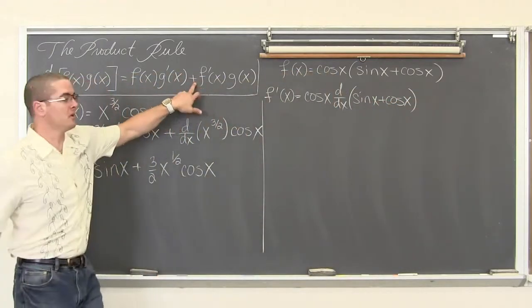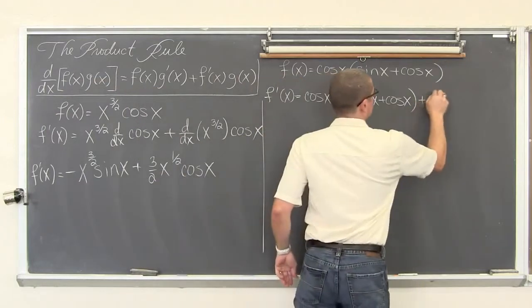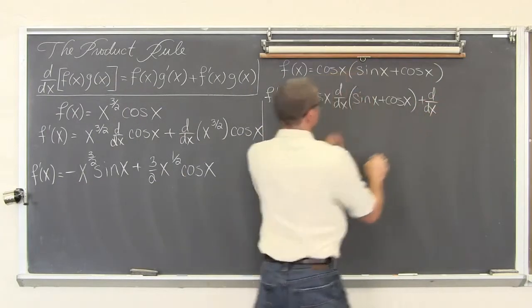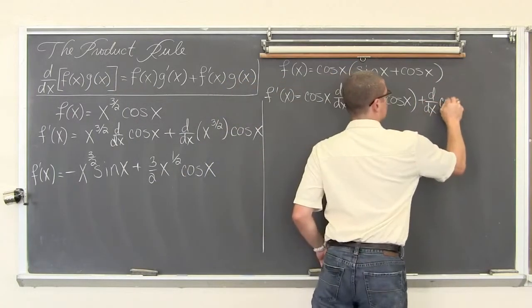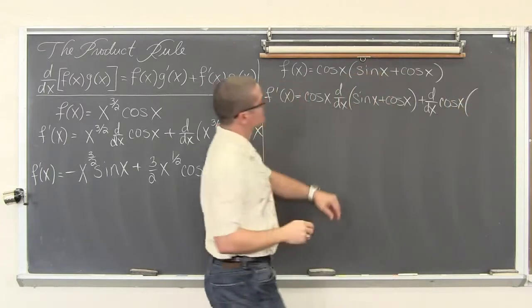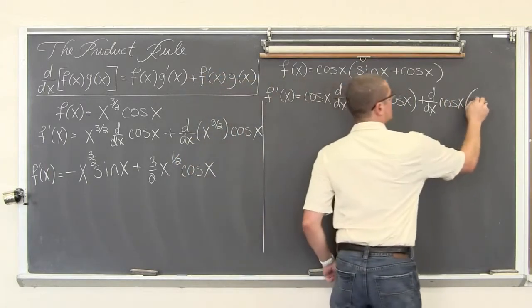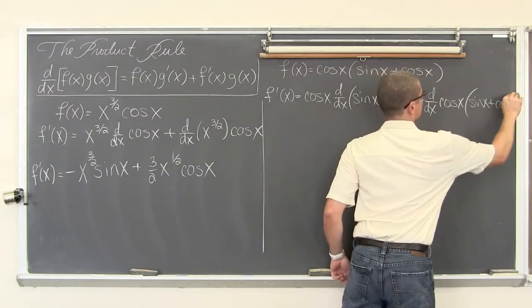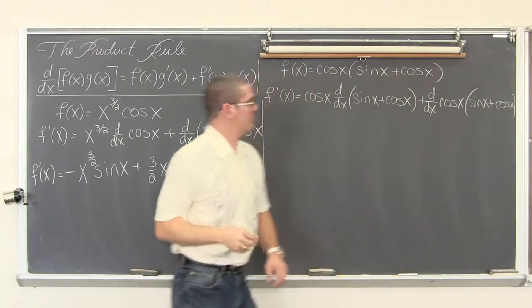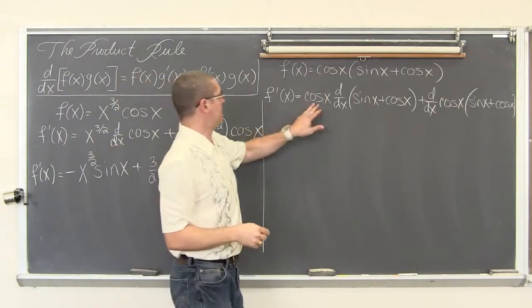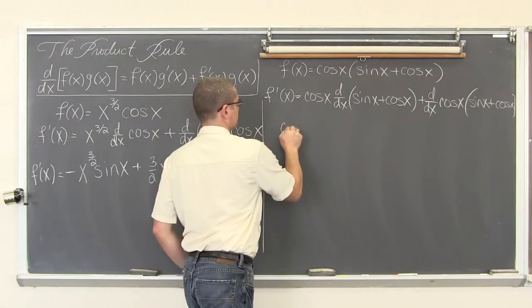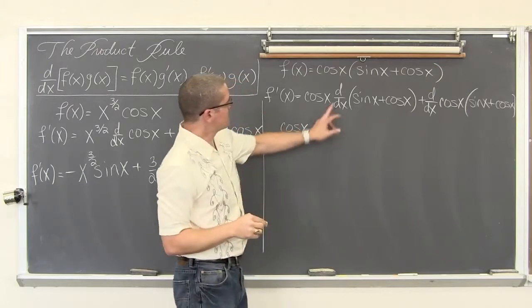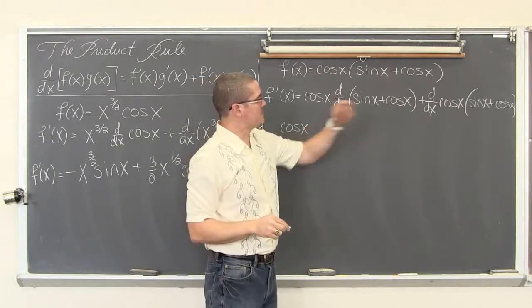And now plus the derivative with respect to x of the first factor, cosine of x, times sine x plus cosine x. I'm starting to run out of room. So cosine, the derivative of the sine of x plus cosine of x.